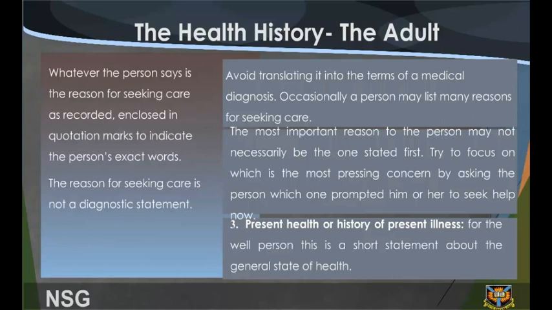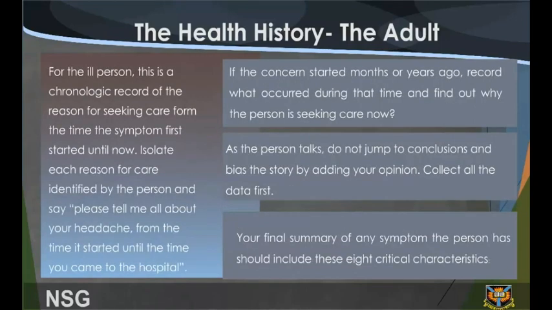3. Present health or history of present illness. For the well person, this is a short statement about the general state of health. For the ill person, this is a chronologic record of the reason for seeking care from the time the symptom first started until now.